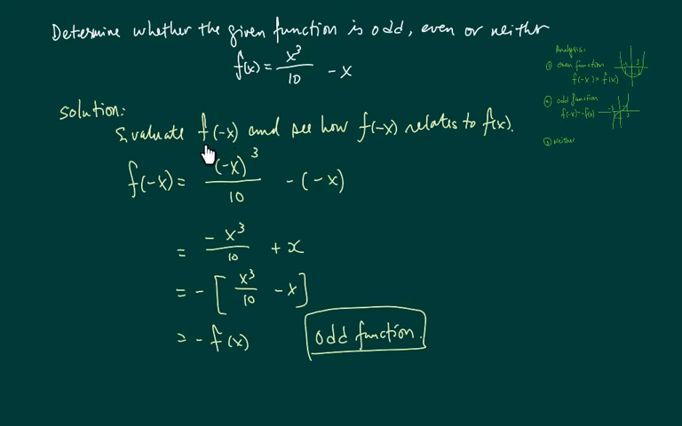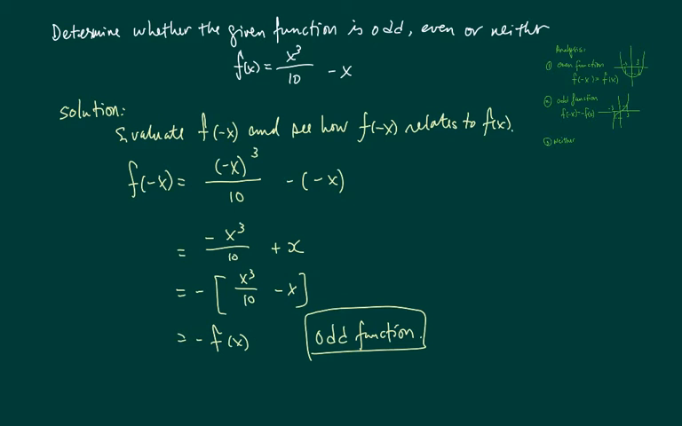Here's the solution over here. So we basically need to evaluate f of minus x. Now the way to evaluate anything with a function is this. Think of x as a placeholder. Whatever is in the placeholder needs to be cubed, divided by 10, and subtracted from whatever is in the placeholder. Since minus x is in the placeholder over here, minus x gets cubed, divided by 10, and subtracted from the whole thing, where minus x is inside. Once again, the placeholder is the best way to evaluate something like minus x or anything for that matter.